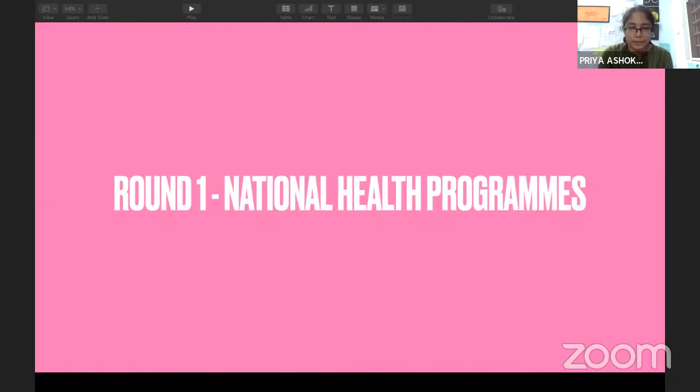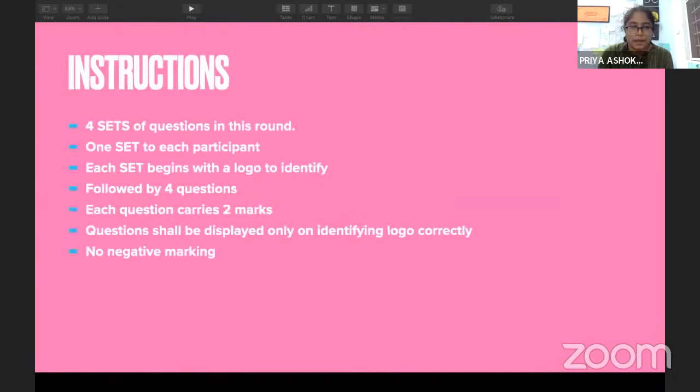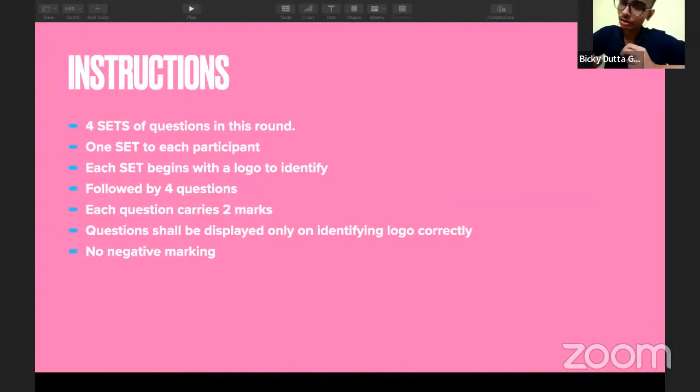So this is the first round on national health programs. The instructions are simple. There are 4 sets totally in this round. Each participant is going to get 1 set of questions. There is 1 logo which will be appearing on your screen in the beginning. You will have to identify the national program. Only if you identify, you will be getting the other 4 questions. It's actually 5 questions, and each question after that carries 2 points each. So the total is 10 marks. There's no negative marking here. Any doubts?